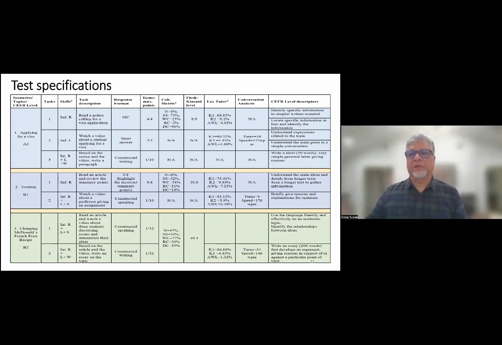And we have in the last column, CEFR level descriptors. So this is all for task one, scenario one. We also did a second scenario, which was tourism. We went through the same process. And then we did a third scenario, changing McDonald's French fries recipe with the same framework. Now, we developed about eight scenarios. I'm only presenting three here.